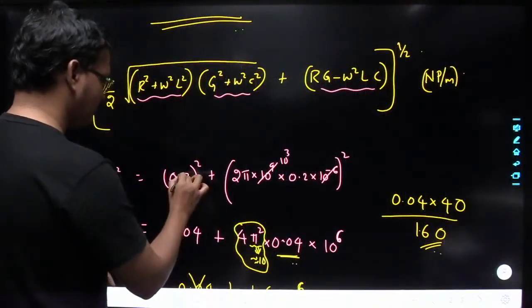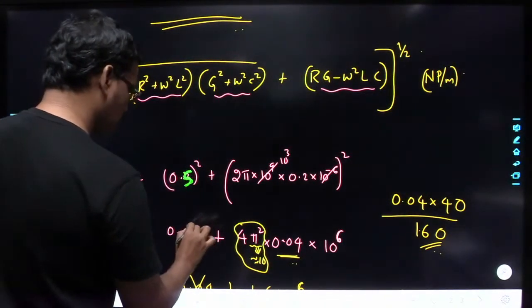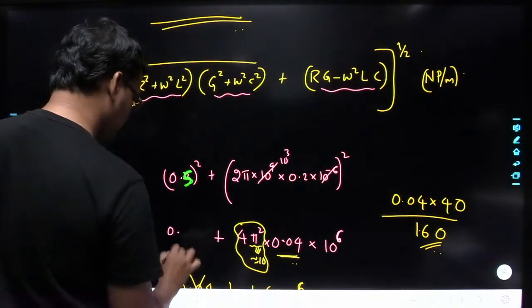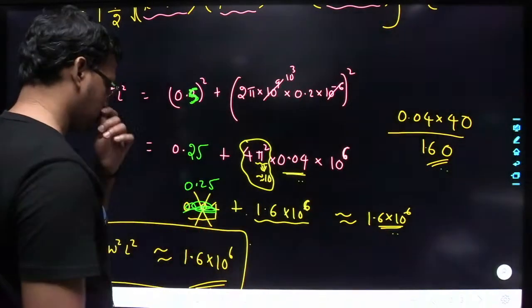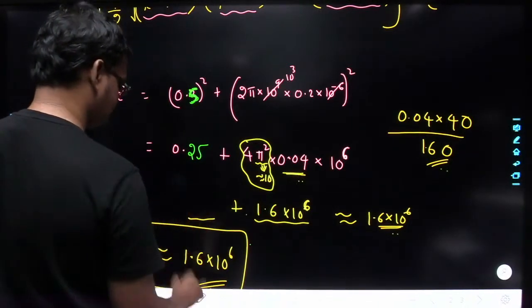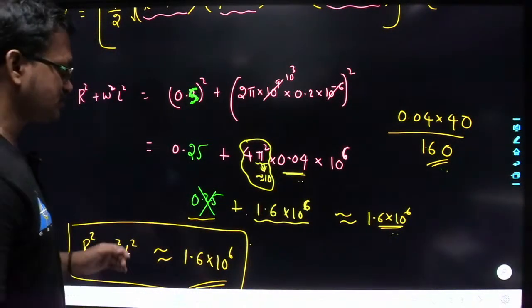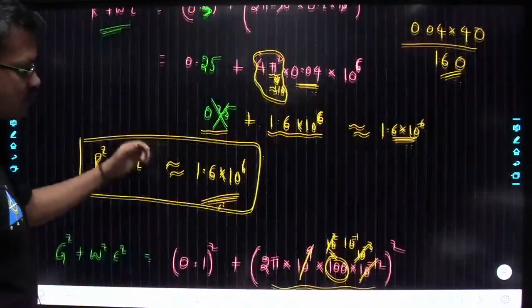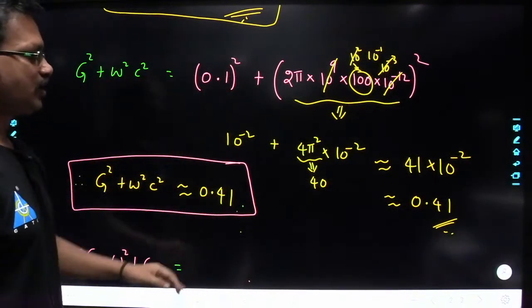Because anyway, if you put 0.5 here, you will get 0.25. Still you can neglect this 0.25, so you can write approximately 1.6 into 10 power 6. So the calculation will not be affected for this value, and you will get the same value. Z we have taken correctly, omega C everything we have taken correctly, so no problem.